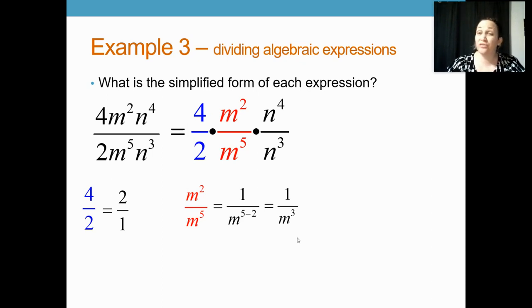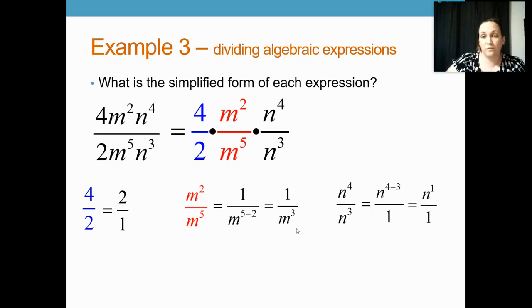Now we're going to start fresh when we do the letter n. So for the letter n, my larger exponent was on top of the fraction bar. So every variable might have a different place where the subtracting is happening. So this time I'm going to subtract on top 4 minus 3, and 4 minus 3 is 1.